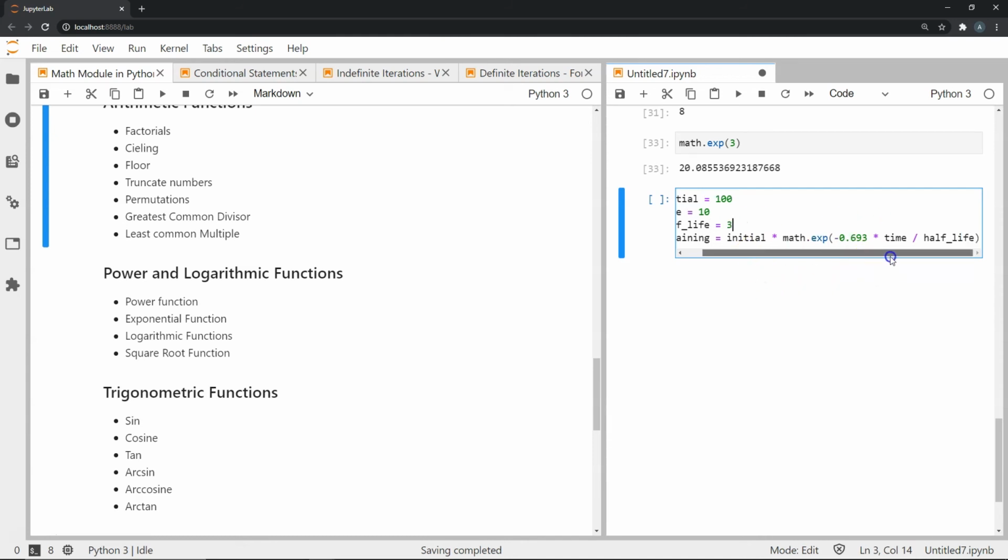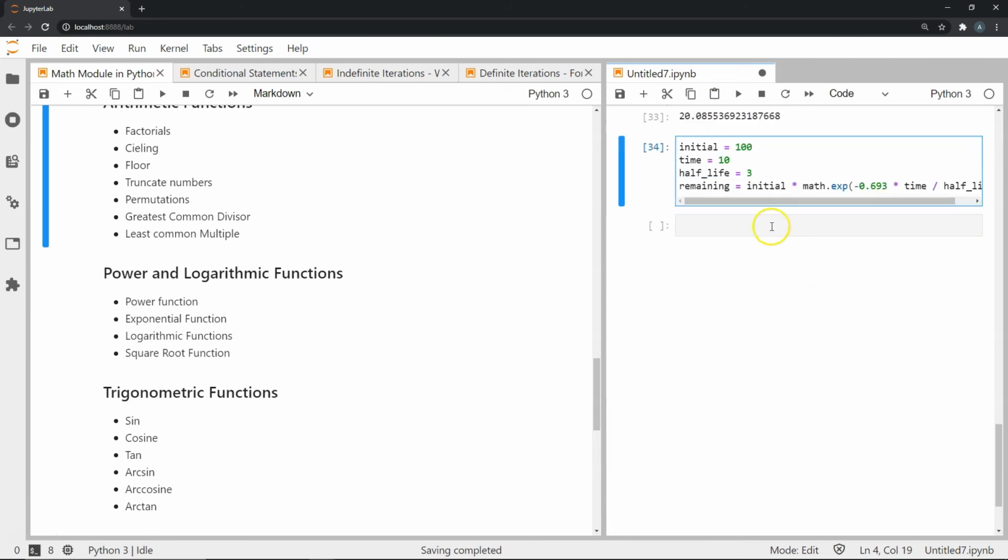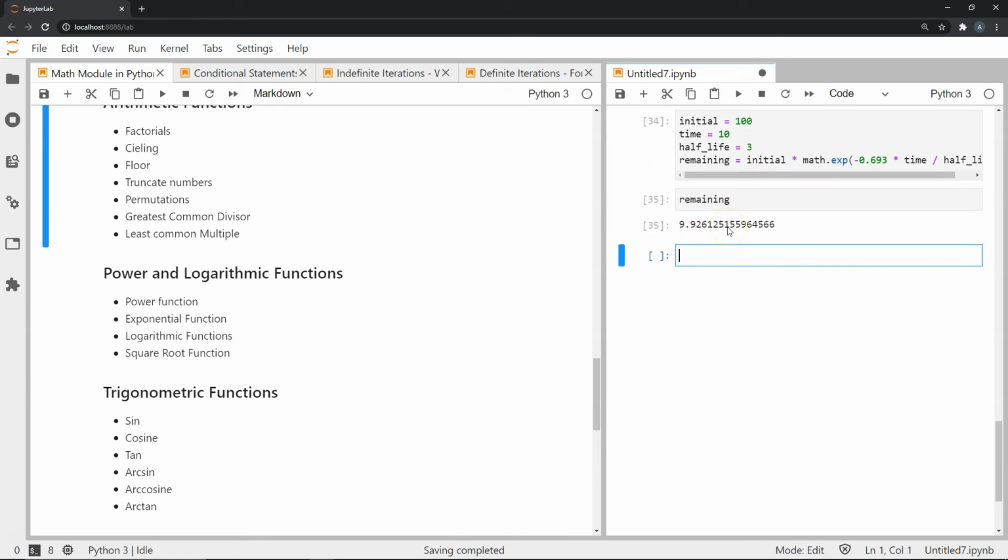Again, the details are not important. I'm using the math.exp function over here, as you can see. And for these values, now when I check the value of remaining after I calculated it, it's something. What this tells me is that I started off with 100 units of some radioactive element, and in 10 years this is what is left. So this is how we would use the exponential function in a particular example of ours.